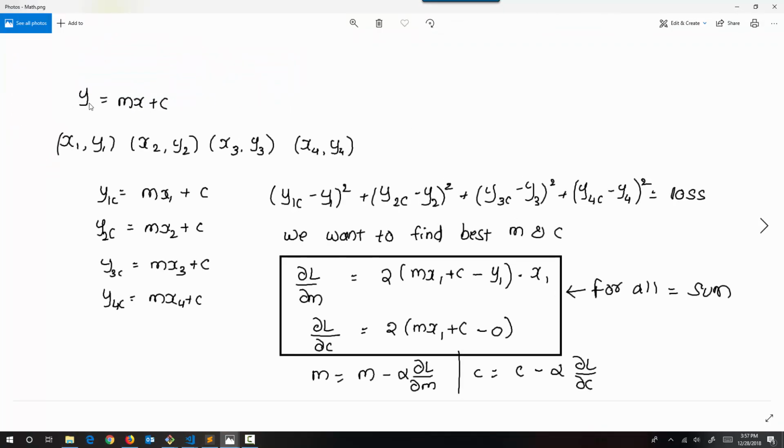So we are going to have a simple line equation y is equal to mx plus c. So y1 calculated value will be mx1 plus c, assuming that m and c are unknown because we don't know m and c at the point of time when we are drawing the line. So when we do that, we will get y1 calculated, and then y2 calculated, then y3 calculated, y4 calculated.